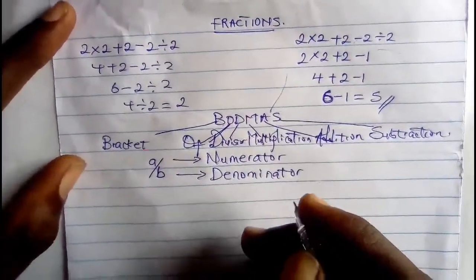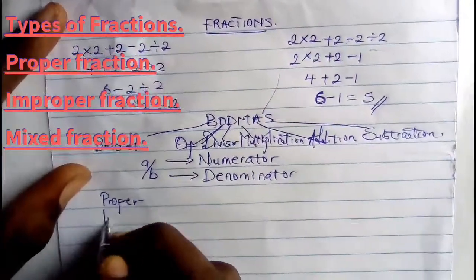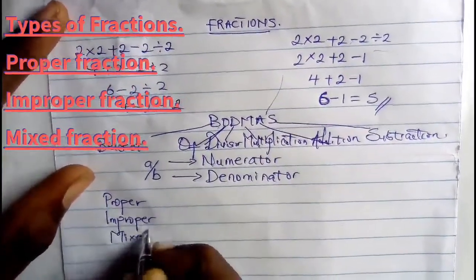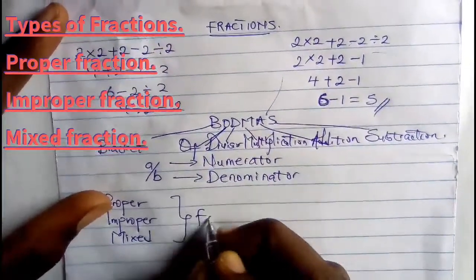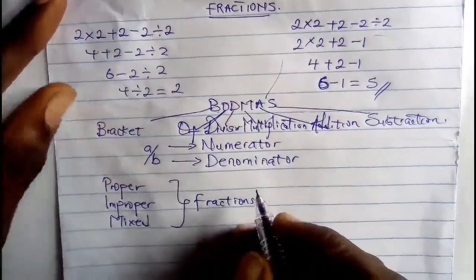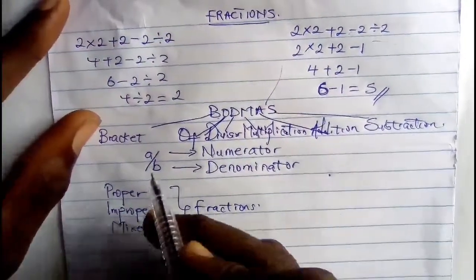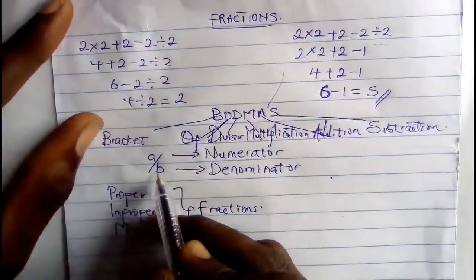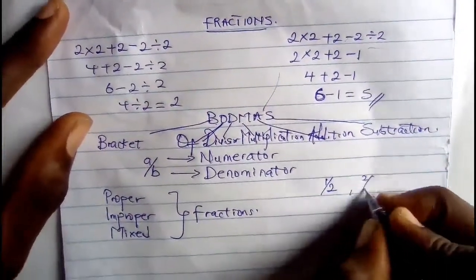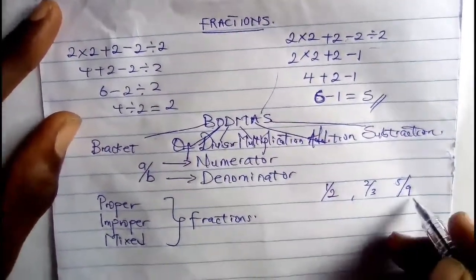And there are 3 types of fraction. We have proper fraction, we have improper fraction, and we have mixed fraction. These are the 3 types of what? Fractions. So in proper fraction, you will know that the numerator, which is the A, is always smaller than the denominator. For example, 1 over 2, the numerator is smaller than the denominator. 2 all over 3, the numerator is smaller than the denominator. 5 all over 9, the numerator is smaller than the denominator.